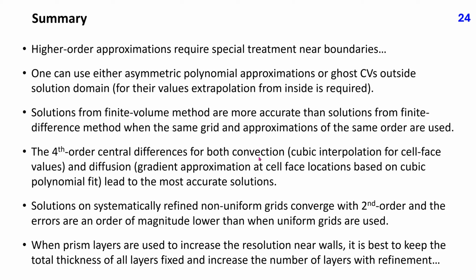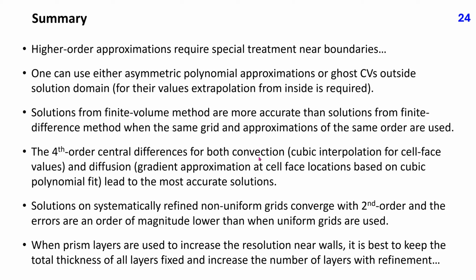Let me now briefly summarize this lecture. Higher order approximations require special treatment near boundaries. One can use either asymmetric polynomial approximations or ghost control volumes outside solution domain. For their values, extrapolation from inside is required. Solutions from finite volume methods are more accurate than solutions from finite difference method when the same grid and approximations of the same kind and order are used. The 4th order central differences for both convection, cubic interpolation for cell-phase values, and diffusion, gradient approximation at cell-phase locations based on cubic polynomial fit, lead to the most accurate solutions.